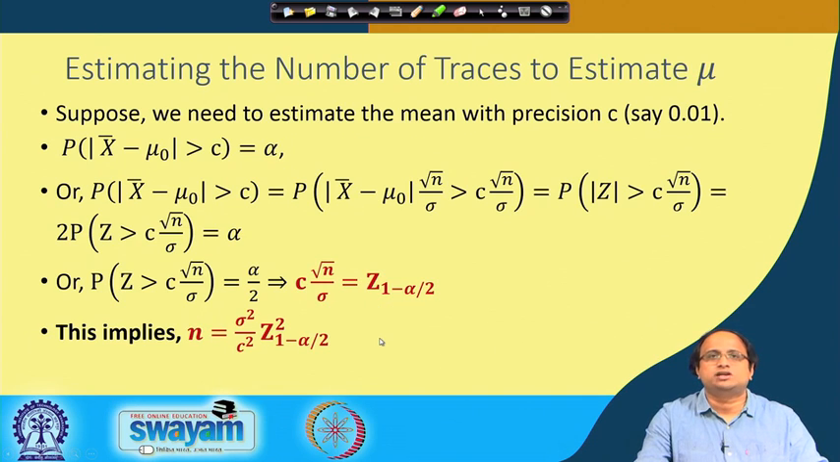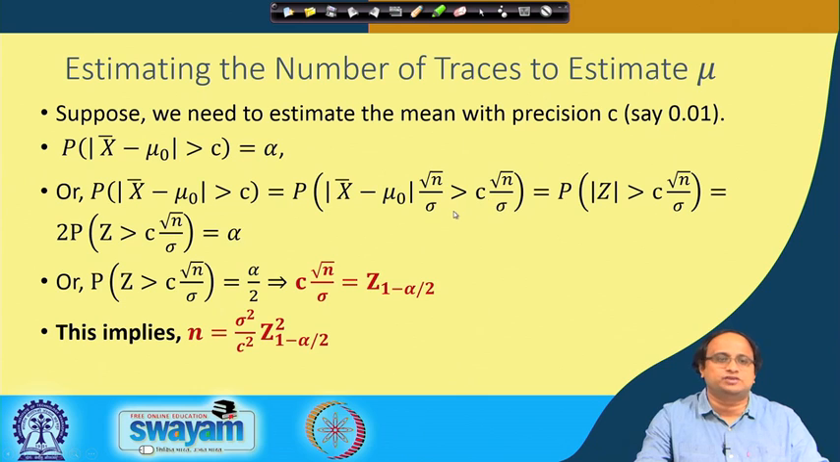So, now we are all set to understand how to estimate the number of traces to estimate mu. Suppose we need to estimate the mean with a precision, say 0.01. So, as I said, P of mod x bar minus mu naught greater than c is equal to alpha, this is your error probability. Alternatively, you can also write that by multiplying both sides by root n by sigma. Note that sigma is positive.